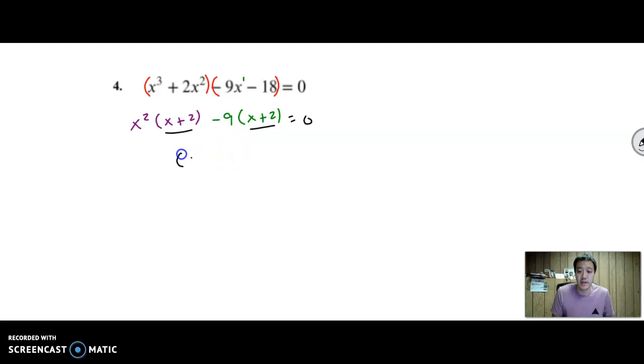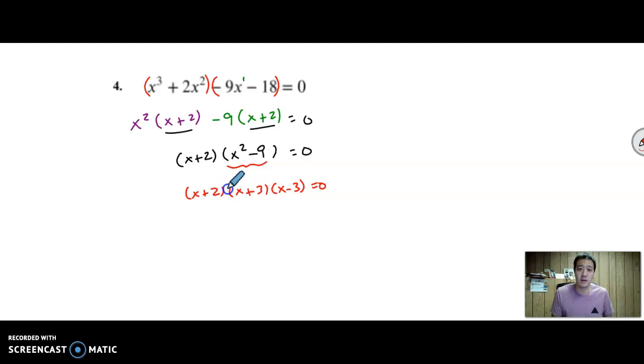So that means that's one of the factors, x plus 2, and then the outer ones are a factor, x squared minus 9. Okay, so then we try to factor as much as possible, right? Here, this is a difference of squares. So this is x plus 2, x plus 3, x minus 3 equals 0.